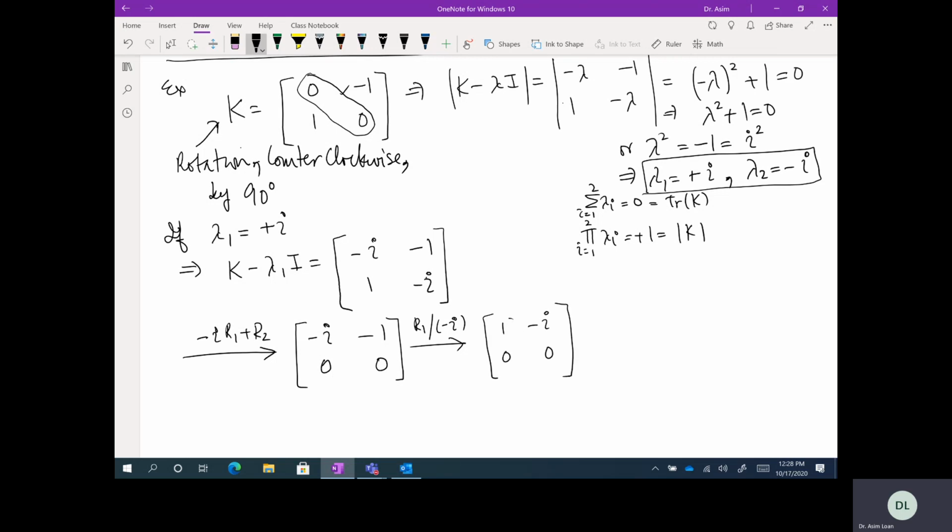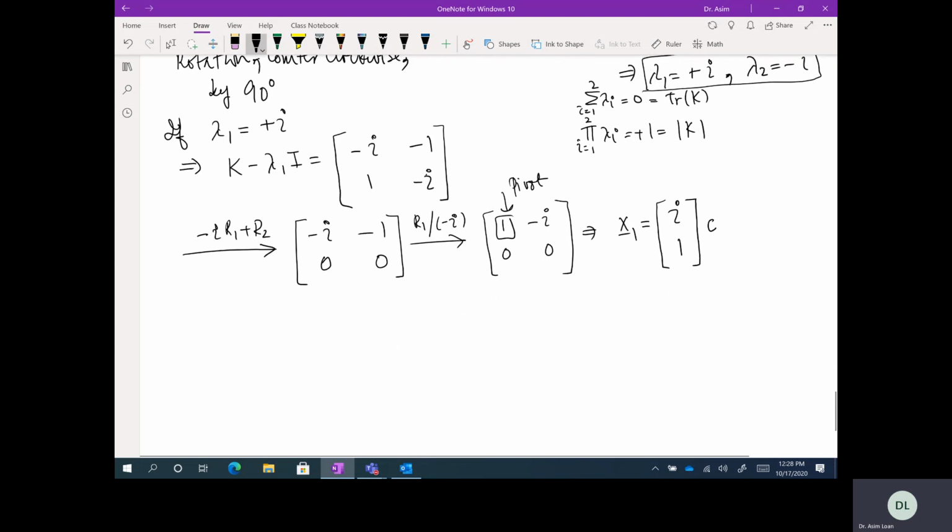So this is my pivot, and this is the method of chapter 2. This implies my x1 vector is going to be equal to, with the free variable here, plus iota, and obviously any multiple of this one.